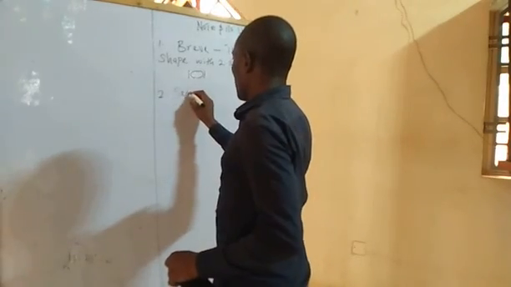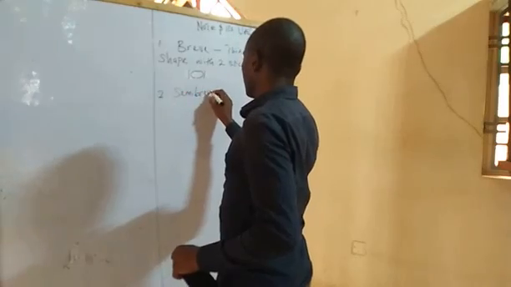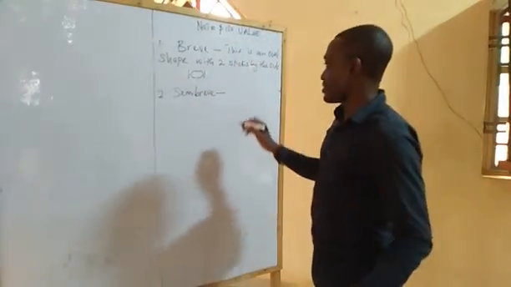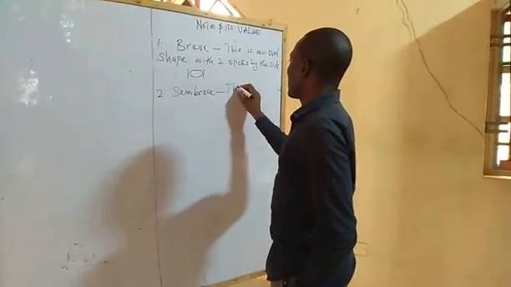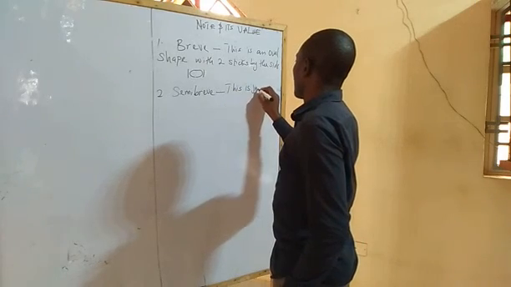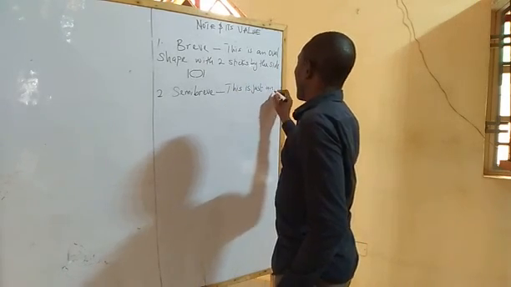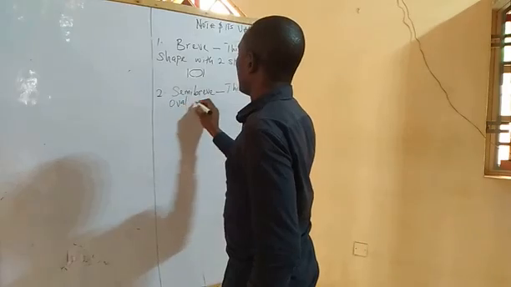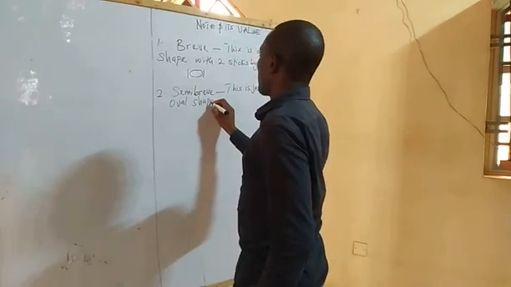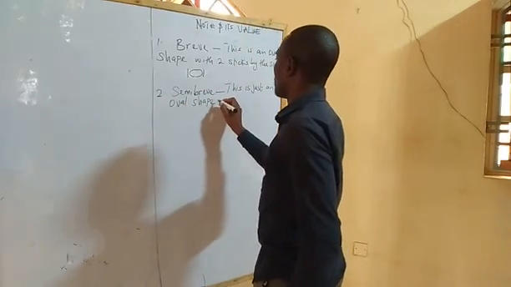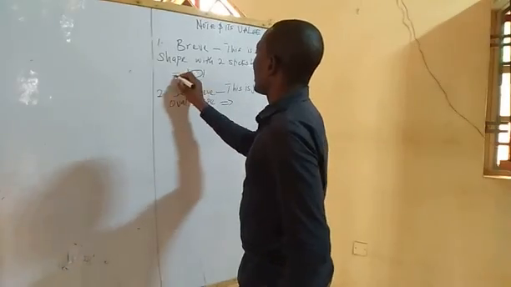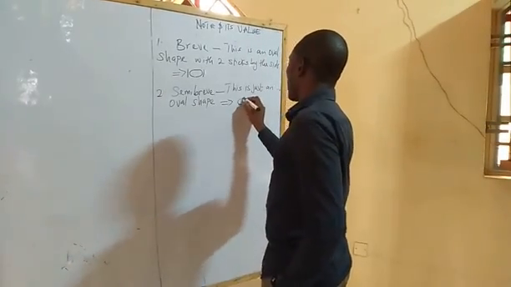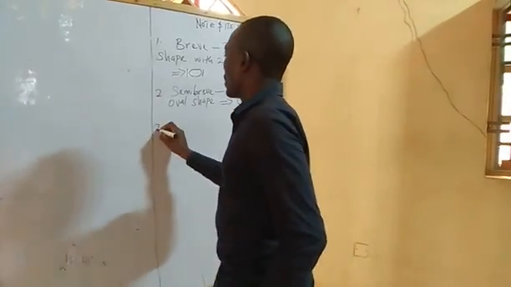Number 2, following is the semibreve. This is just an oval shape, and that's all. Just an oval shape.